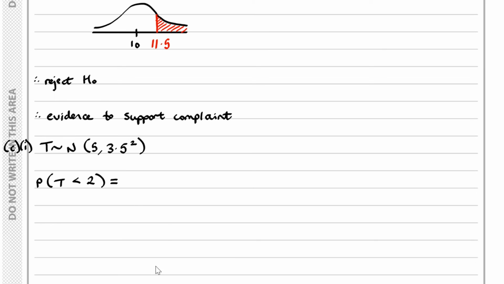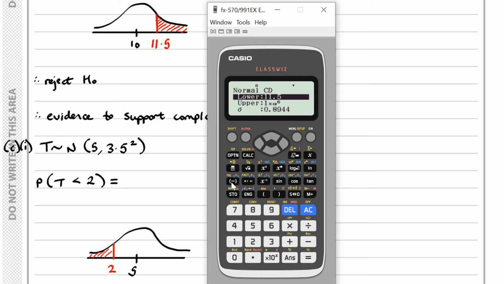So we can work this out again. It might be quite helpful to draw a diagram to help illustrate what's going on. We have 5 over here, and we've got this 2 over here, and we're finding this probability here. So our lower limit is something really small, upper limit is 2, sigma here is 3.5, and mu is equal to 5. So it turns out we get a probability of 0.196 to 3 significant figures.